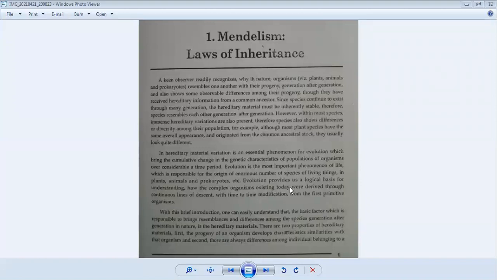The information related to genetics was given by Gregor John Mendel, and he gave the different laws of inheritance, that is, how the characteristics are transferred from one generation to another generation. That's why this concept is popularly known as Mendelism, because the scientific information related to inheritance or genetics was given by Gregor John Mendel.